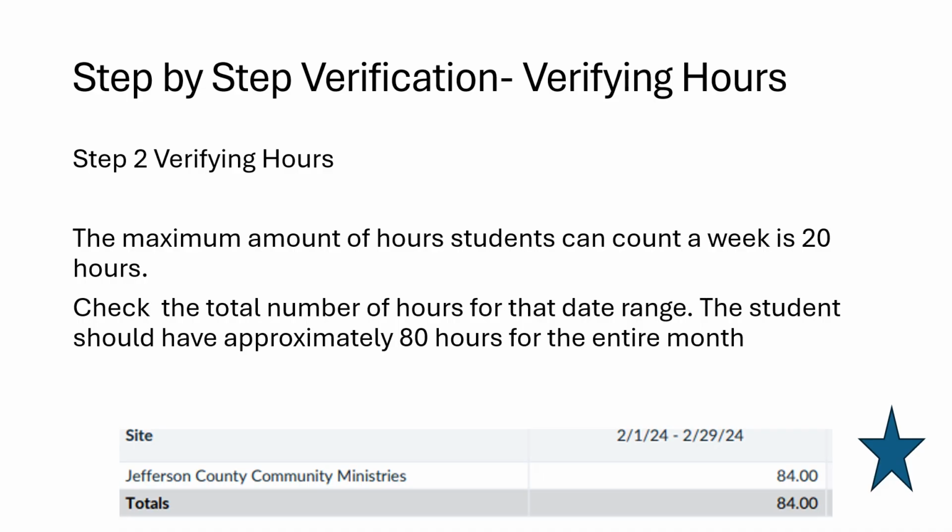Once we have verified the date range is appropriate, we must also verify the number of hours. The maximum number of hours that most students can document is 16 to 20 hours a week. Therefore, we should be looking at an approximate number of hours for a total month being approximately 80 hours. You will see in the example here that the student falls at 84, but depending on the month, it may be a little bit more or a little bit less. So in verification of this timesheet, it would be appropriate for you to then move on to the next step of verification.